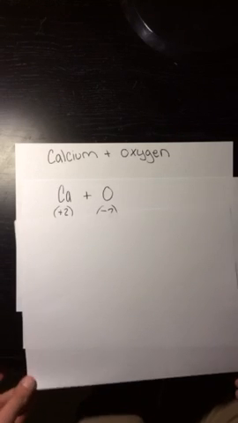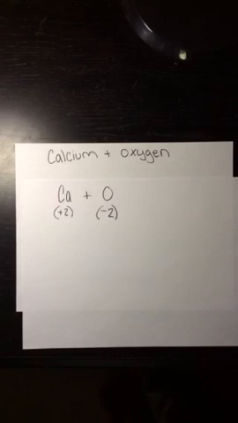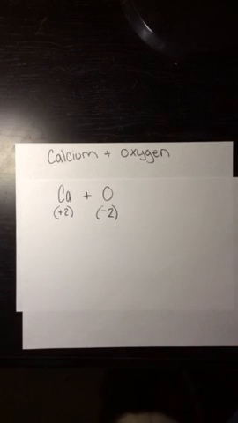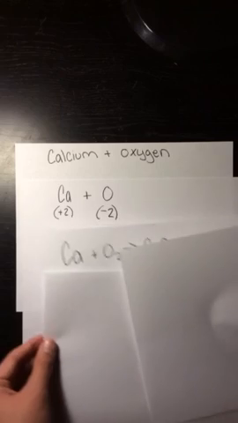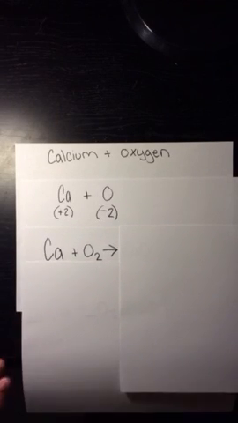Then we're going to find its charges. So calcium has a charge of +2, and oxygen has a charge of -2. Then after we find the charges, we can actually start getting started with the equation. And we can start balancing it and predicting it. So after we find the charges, we're going to put it into a form like this. Ca plus O2, and then the arrow resembling the equal sign.